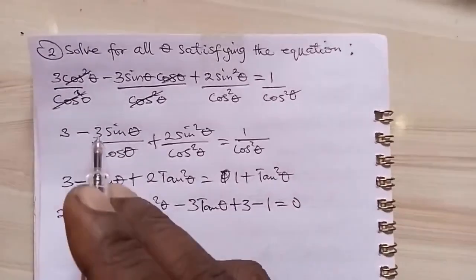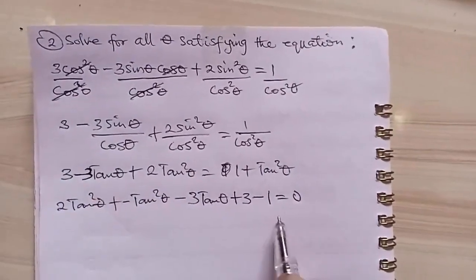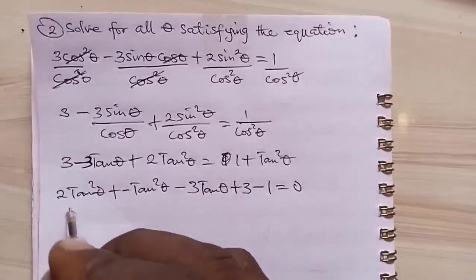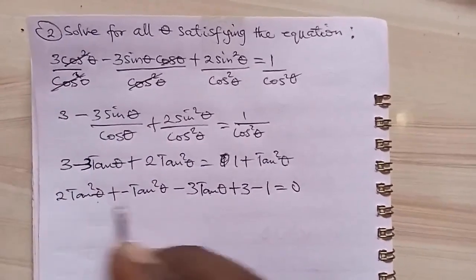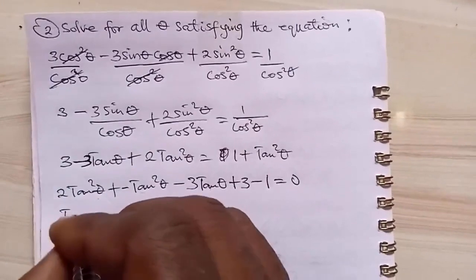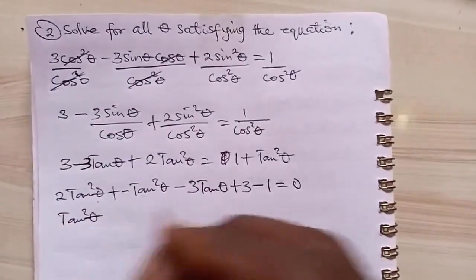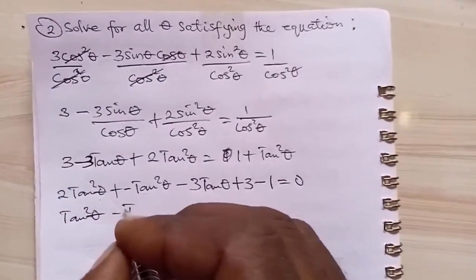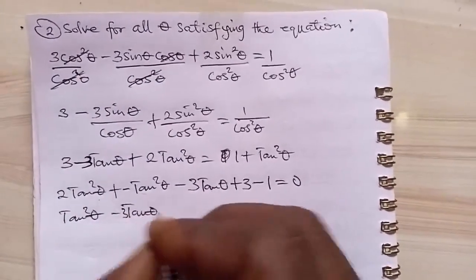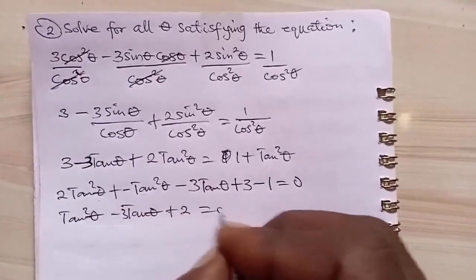So we have arranged it. We can now have 2 tan square theta minus 1 tan square theta will give you only tan square theta. Having gotten that, we have minus 3 tan theta. 3 minus 1 will give you 2. So plus 2 equals 0.